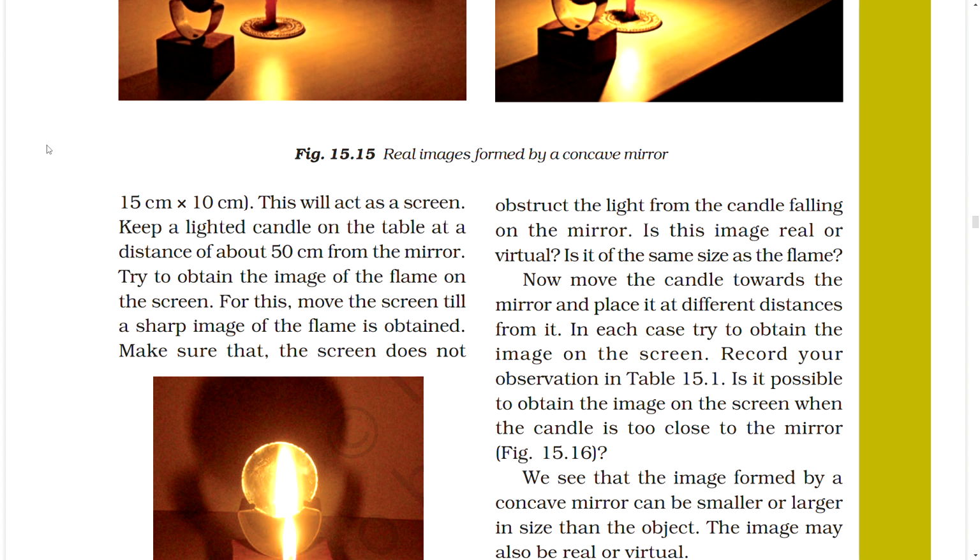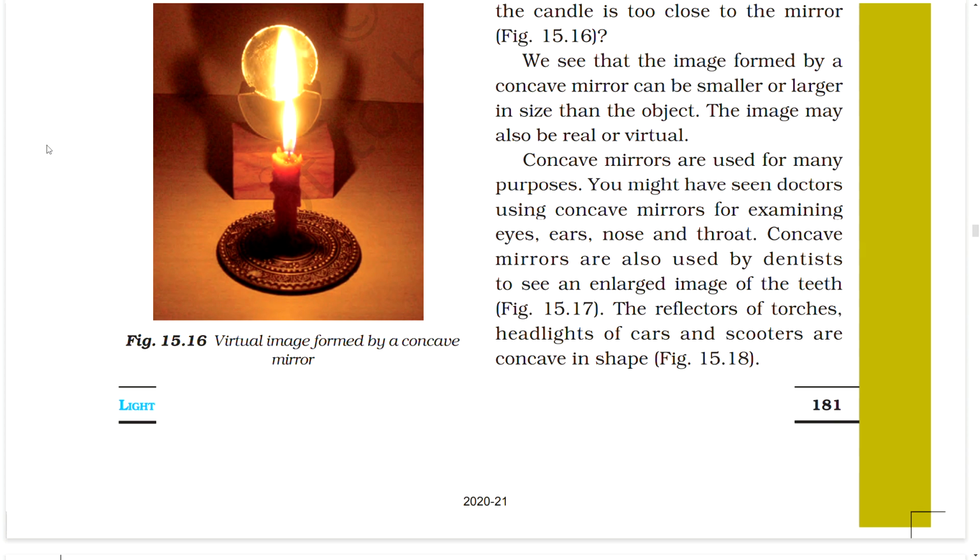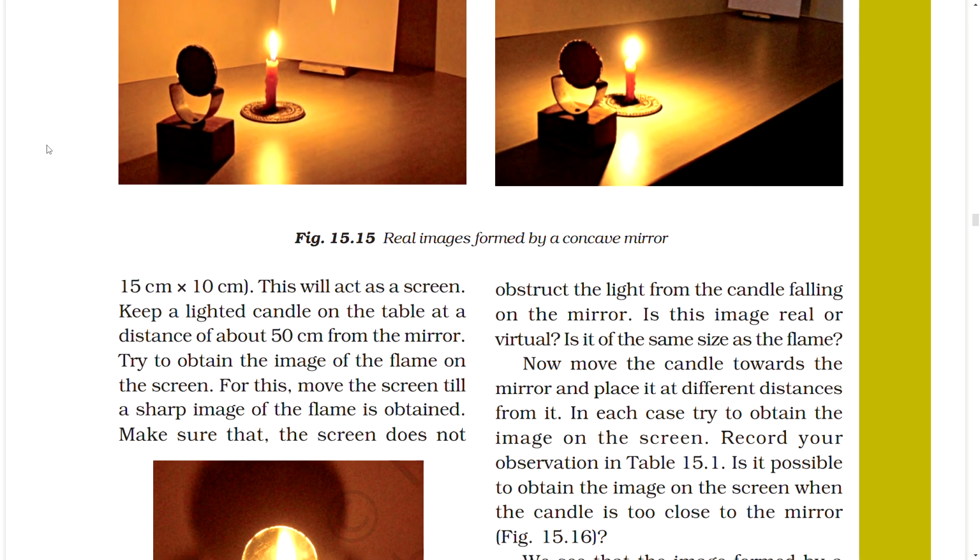Make sure that the screen does not obstruct the light from the candle falling on the mirror. Is this image real or virtual? Is it of the same size as the flame? Now move the candle towards the mirror and place it at different distances from it. In each case, try to obtain the image on the screen. Record your observations in the table. Is it possible to obtain the image on the screen when the candle is too close to the mirror?